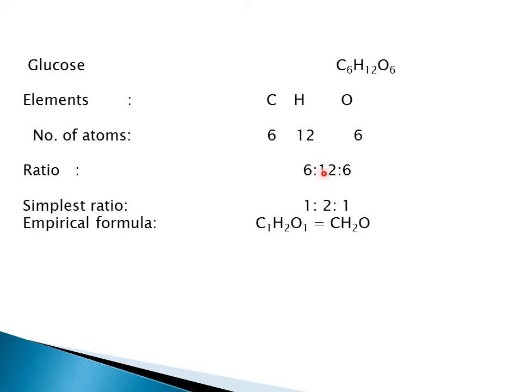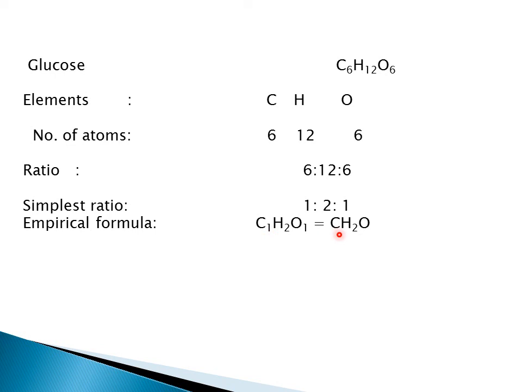That is 6:12:6. Okay. Let us simplify the ratio. Then we will be getting 1:2:1. So the simplest ratio is 1:2:1. Then how do you write the empirical formula? This 1 stands for the simplest ratio of carbon atom, 2 is the simplest ratio of hydrogen atom and 1 is the simplest ratio of oxygen atom. So here we have to write C1, simplest ratio of carbon is 1, H2, simplest ratio of hydrogen 2, and O1, simplest ratio of oxygen 1. So the empirical formula is C1H2O1.